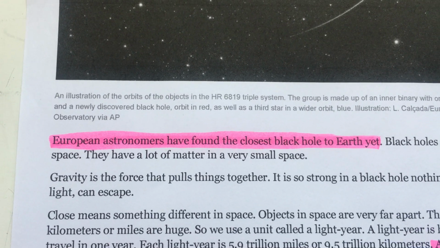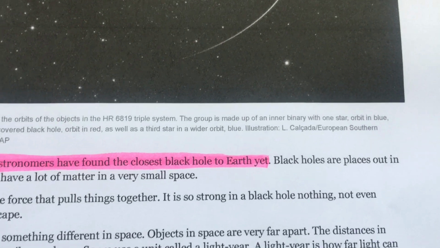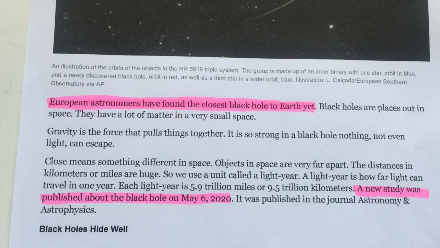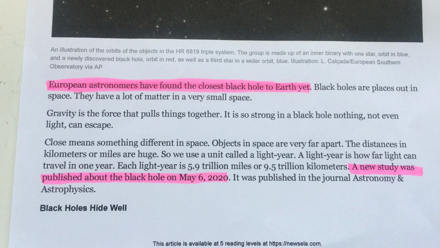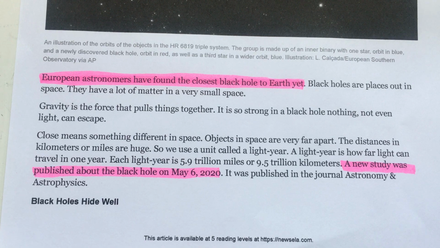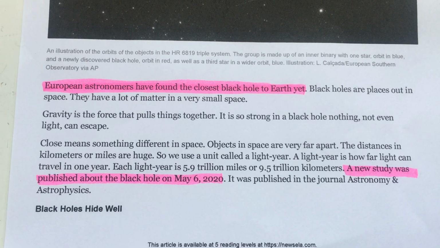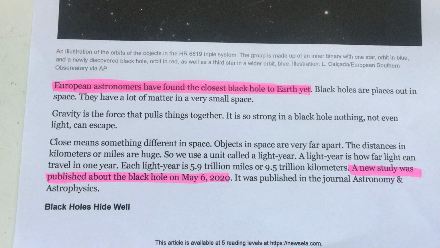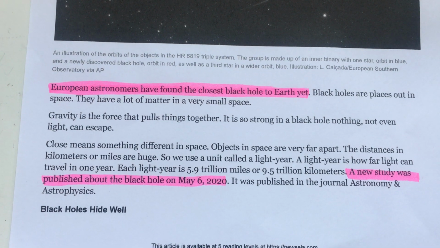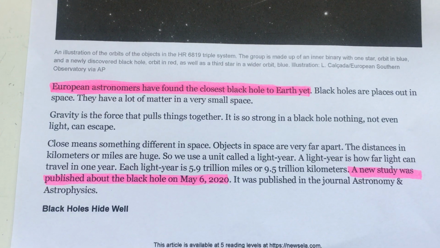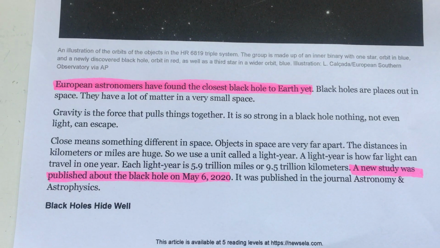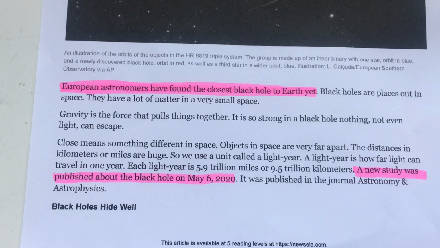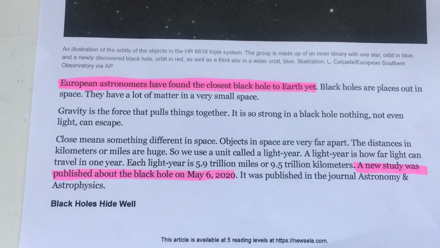European astronomers have found the closest black hole to Earth yet. Black holes are places out in space. They have a lot of matter in a very small space. Gravity is the force that pulls things together. It's so strong in a black hole, nothing, not even light, can escape. Close means something different in space. Objects in space are very far apart. The distances in kilometers or miles are huge, so we use a unit called a light year. A light year is how far light can travel in 1 year. Each light year is 5.9 trillion miles or 9.5 trillion kilometers.